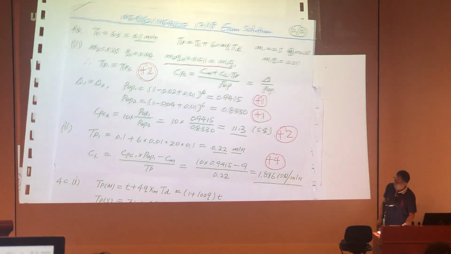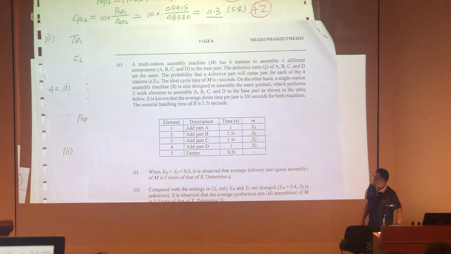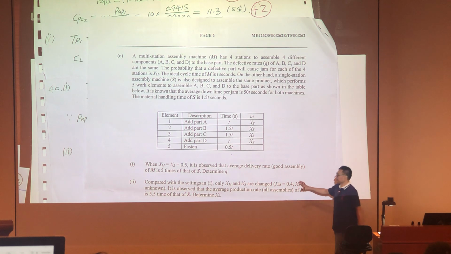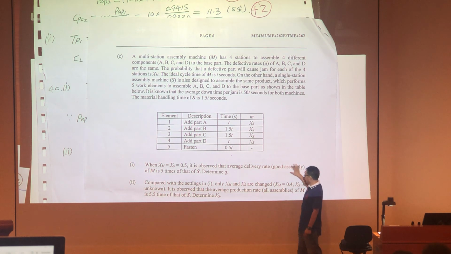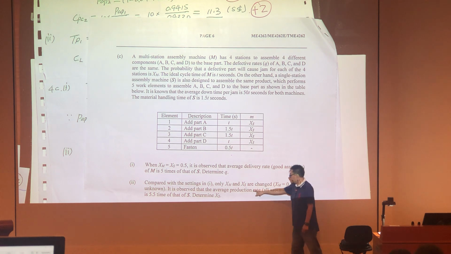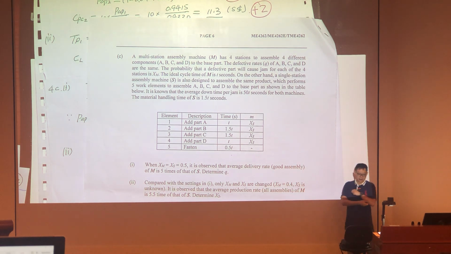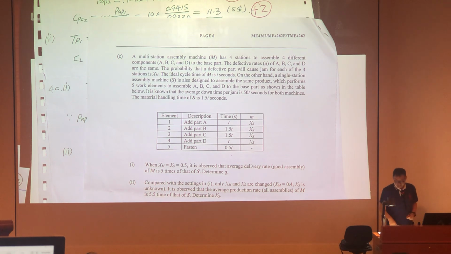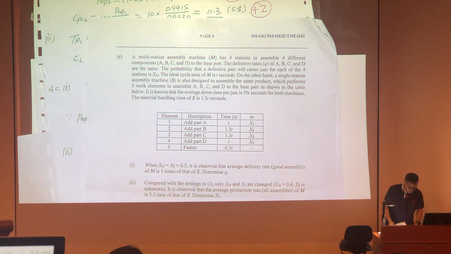So these two, part one and part two of the question, you have to be clear about when you read it: delivery rate of a good assembly, which formula you apply, and delivery rate or production rate of all assemblies, what formula you need to apply. So you need to be clear about this. And then with that, you can solve questions quite easily.